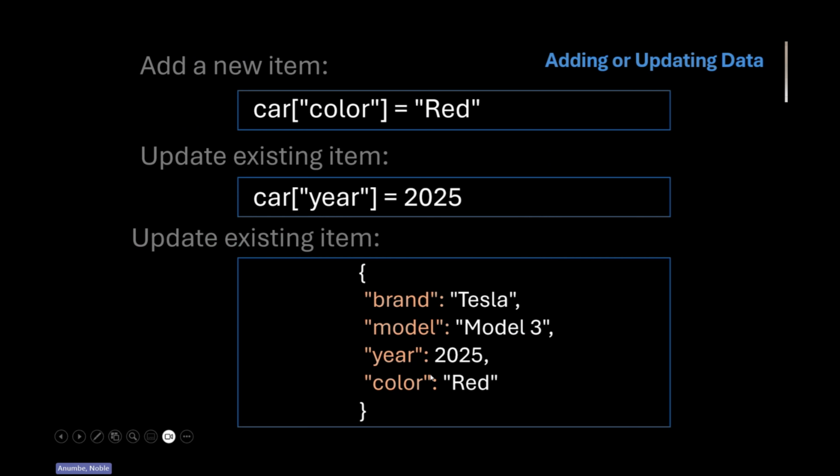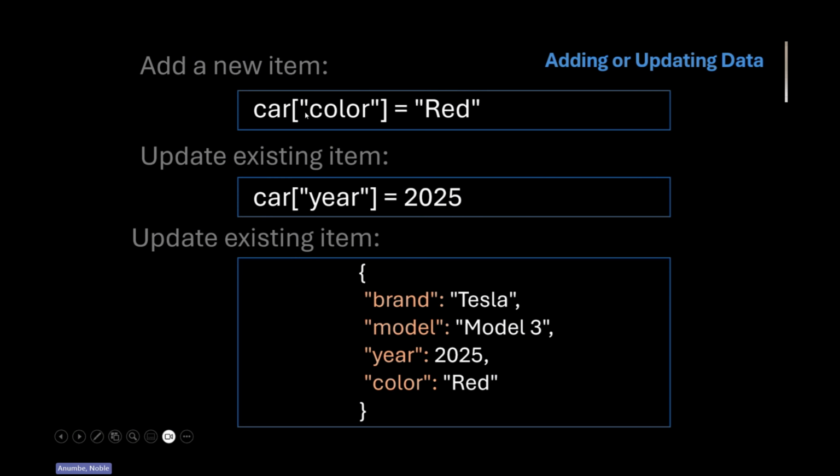So the next thing is I can decide to add a new item. I talked about color before. Color wasn't there, but now I can add a color. How do I do it? Just on the line of code, I include car, quote unquote, open and close brackets, and then I can put in whatever key I want there and map it to a particular color. Or if I want to update an existing item, we already had year to be 2024. I can just come in here, do car year equals 2025, and it will automatically change to 2025.